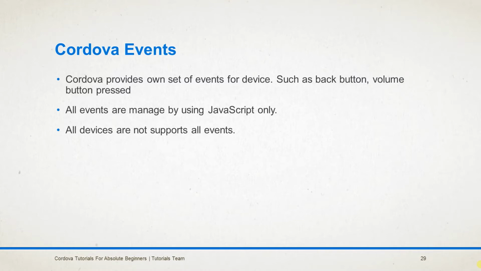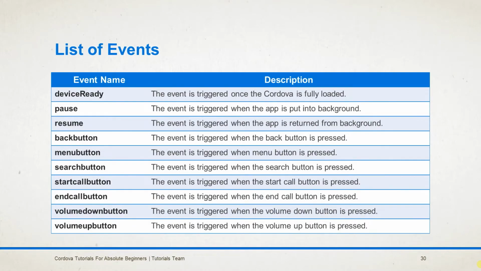Following is the list of the events provided by Cordova. Device ready triggers when Cordova is fully loaded. If you saw the previous session, the device ready method was already created by Cordova. Pause event is triggered when our application is put into the background. Resume event will be triggered when the application returns from the background. Let's switch to Visual Studio and see the demo.